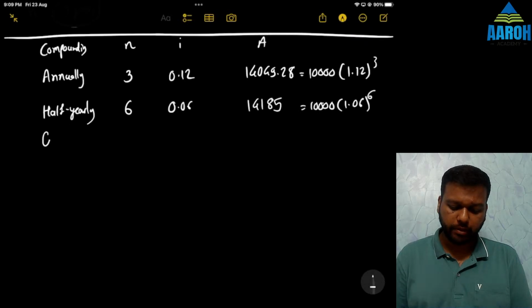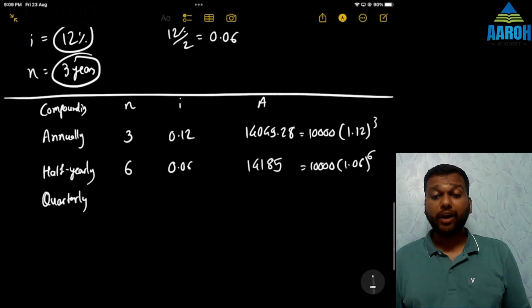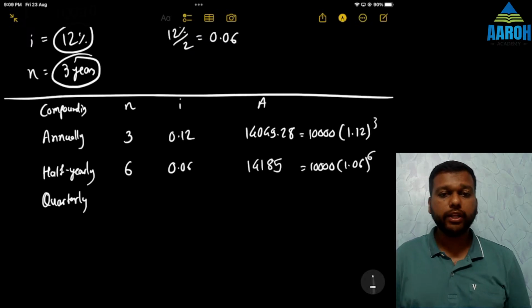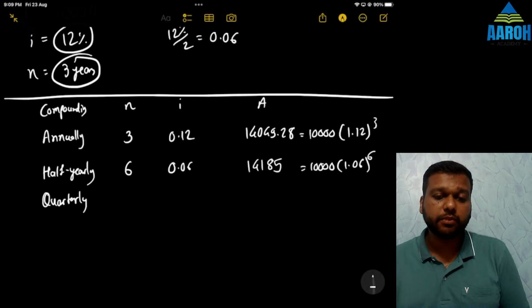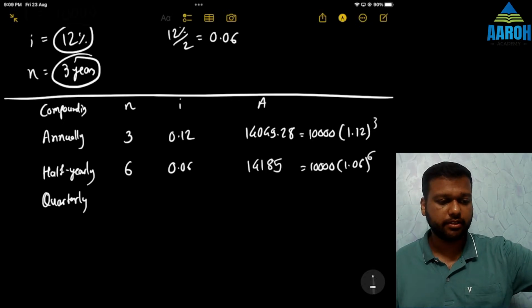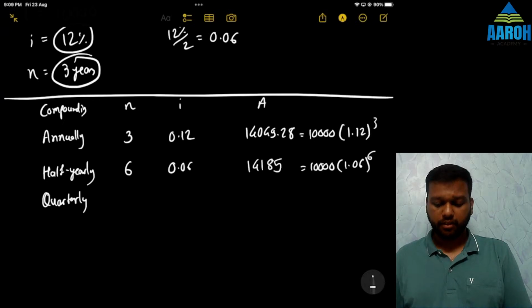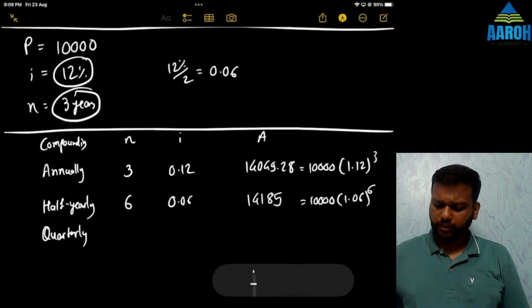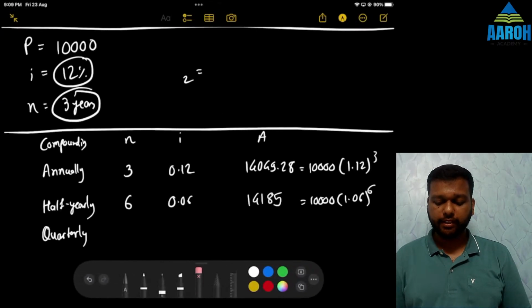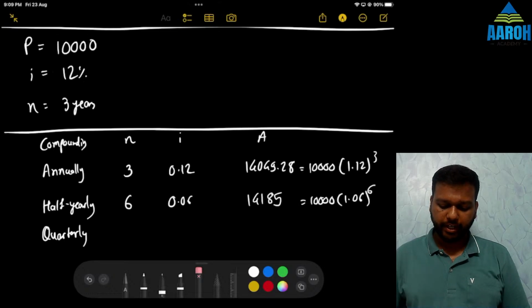Let's make it more complicated. Let's make it quarterly. Okay. Quarterly means what? Okay, in 1 year there are 4 quarters. Quarter means 1 by 4. Okay, 4 parts. That means 3 months. Okay, not 4 months. So quarterly. Okay. Now n has to be number of quarters, because compounding period is quarterly, right?